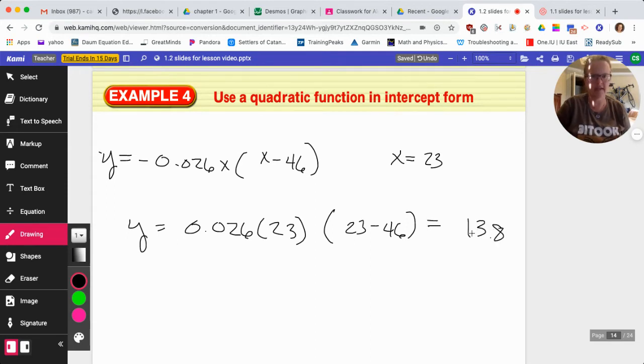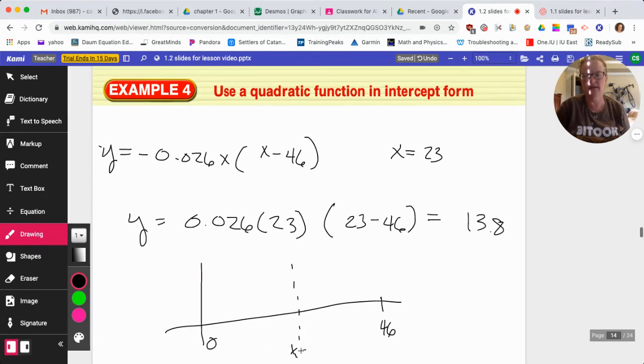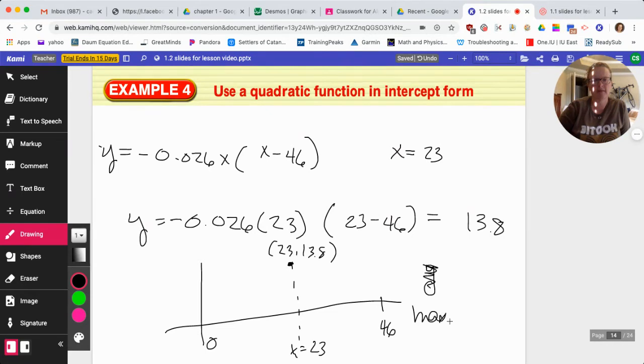I got 13.8. So if we, oh gosh, that's terrible. I'm so sorry. From 0 to 46, axis of symmetry was x equals 23. That means my maximum point is at 23, 13.8. I know it's unhappy. I forgot that right there because I have a negative out in front of my a term. Okay, the maximum height is the y coordinate, which is 13.8 yards. Say max is 13.8 yards.